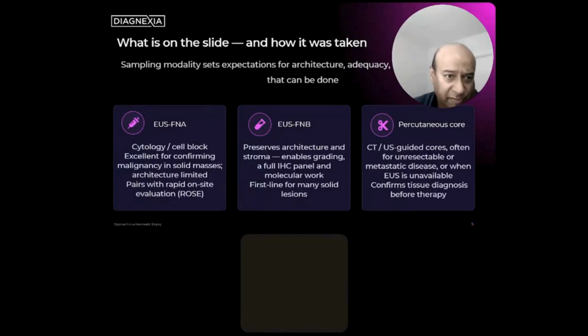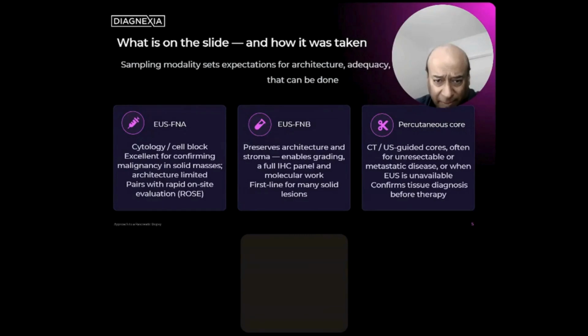As I mentioned previously, with a fine needle aspiration, you can either do straight cytology, you can create a cell block, and this is really excellent for confirming malignancy in solid masses. However, the limitation here is that the architecture is not quite apparent, and that can hinder interpretation. And of course, this procedure often can be corroborated with the rapid on-site evaluation.